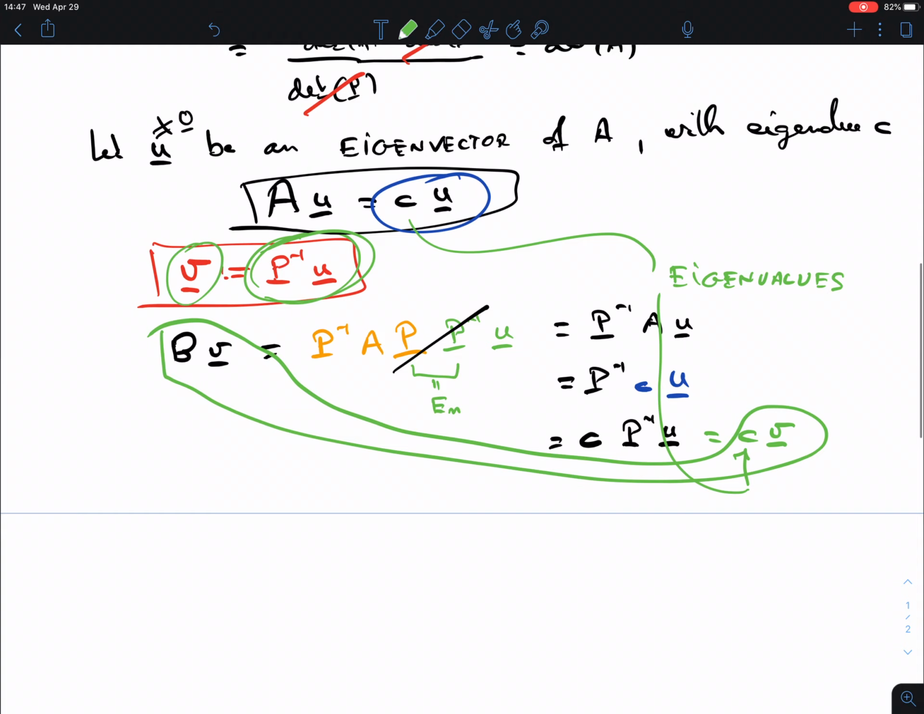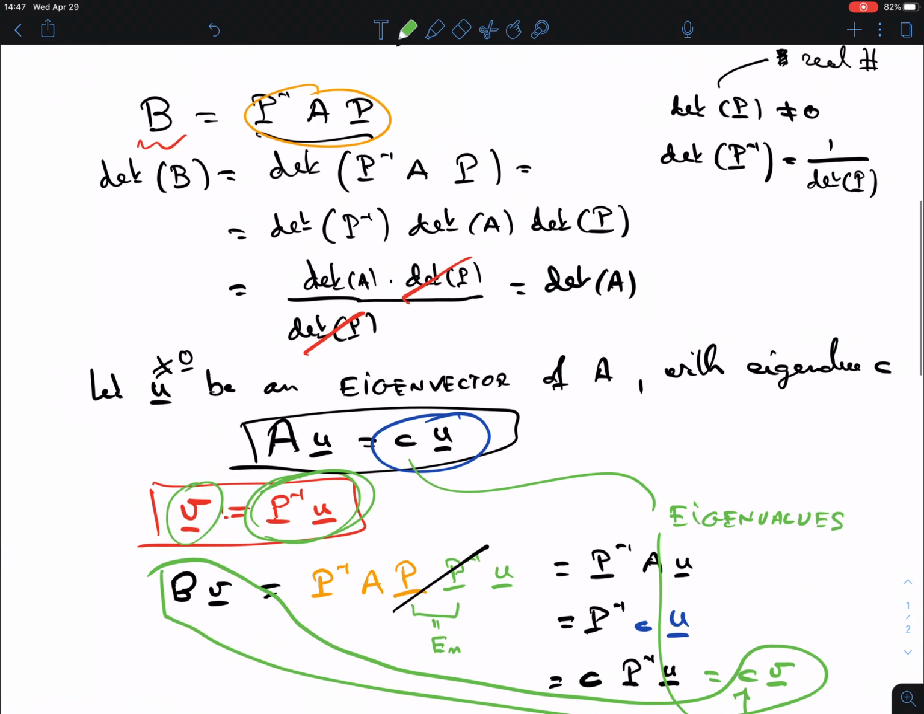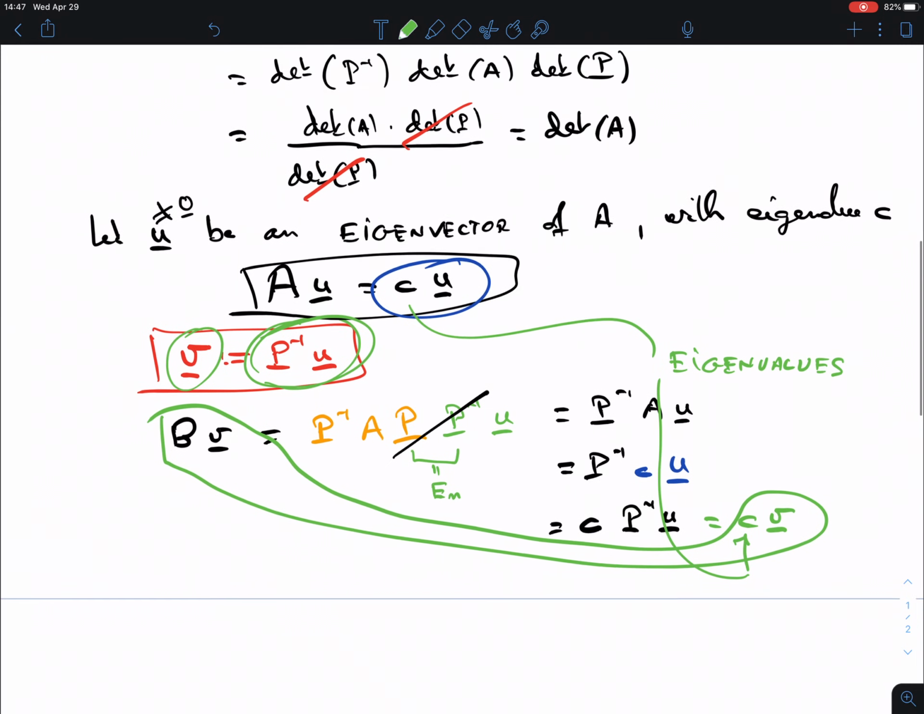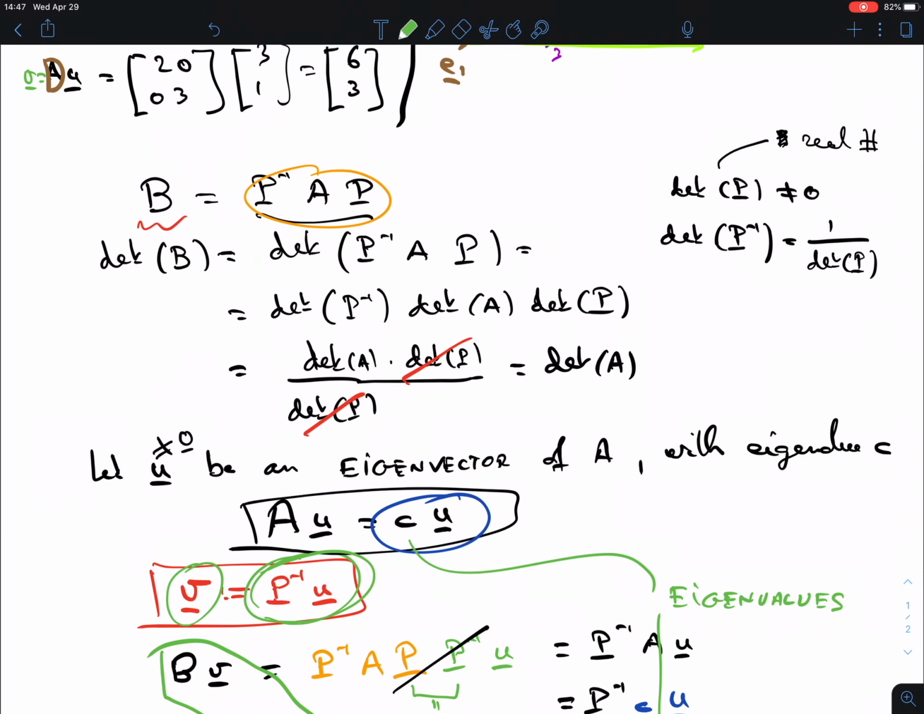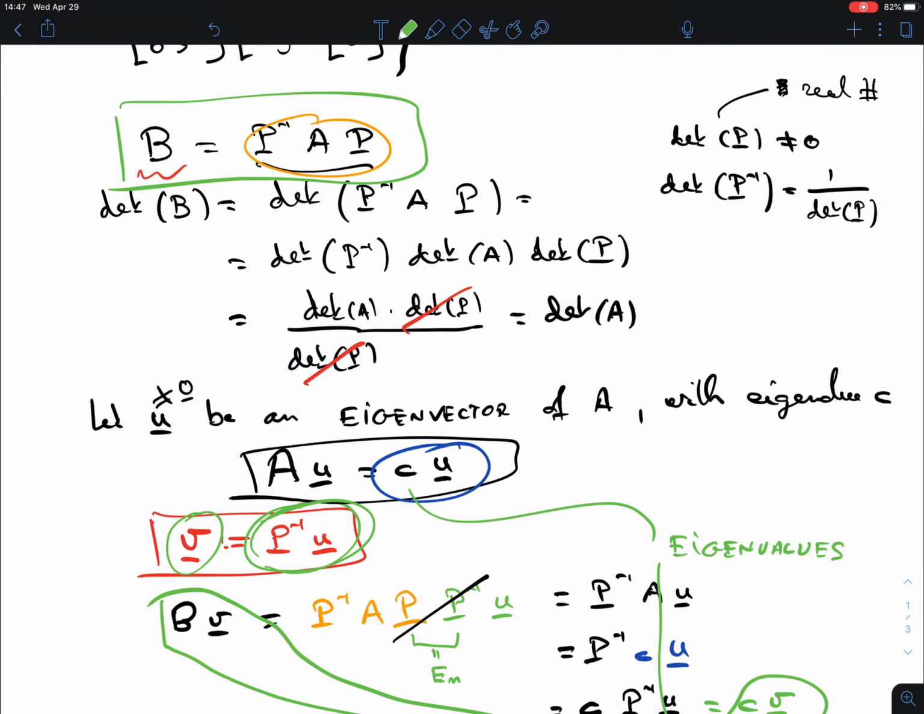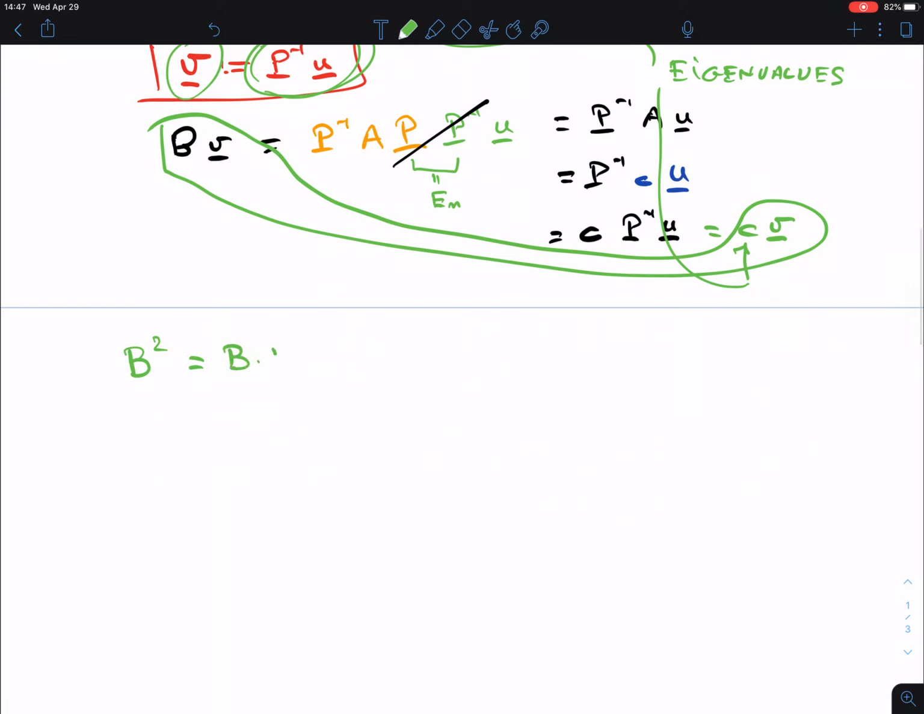Okay, that's all I want to say about general stuff, but then I want to come to the application. Sorry, I want one more thing I have to do before I can do this. Let's calculate B squared. Now B was P minus 1 A P. So B squared, of course, just means B times B. Be careful. It doesn't mean that you have to square the elements. I've seen people do this, but that's not what it is, right? It is just multiplying B with itself.